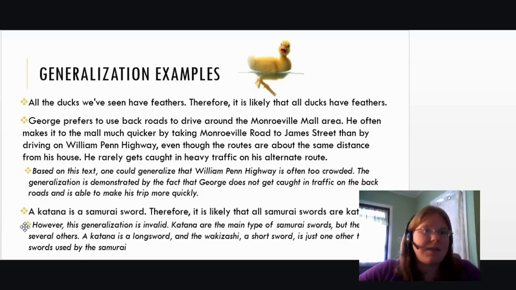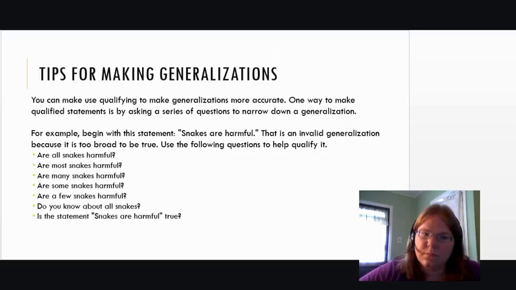So that's the type of question that they might ask you on the Keystone. They might give you a generalization and ask you if it's right or not. Or they might ask you to make a generalization based on what you've read. Tips for making generalizations. You can use qualifying to make generalizations more accurate. One way to make qualified statements is by asking a lot of questions to narrow down a generalization. So ask yourself questions about a subject first.